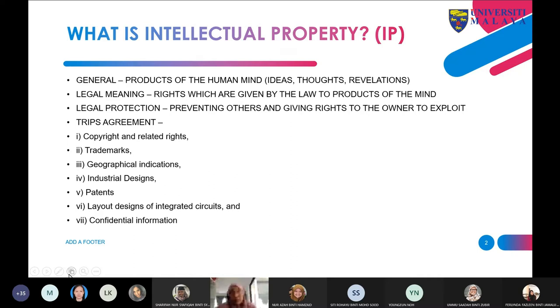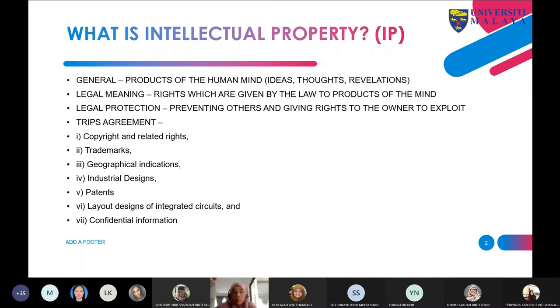So this right, although it is conferred to the IP owner, does have limitations. For example, it has a limited duration. It's not forever. The law tries to give this protection and the exclusive rights, but only for a limited period of time. So these exclusive rights, for example, include, as I mentioned earlier, licensing. It can also include assigning the rights. It could be selling the work to a third party.